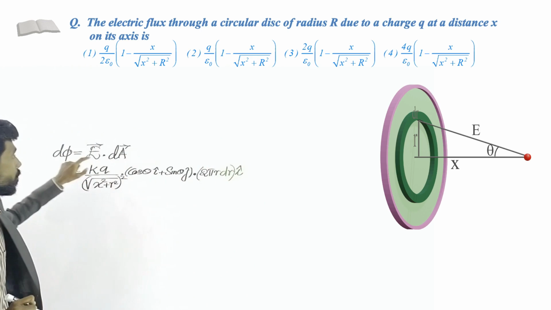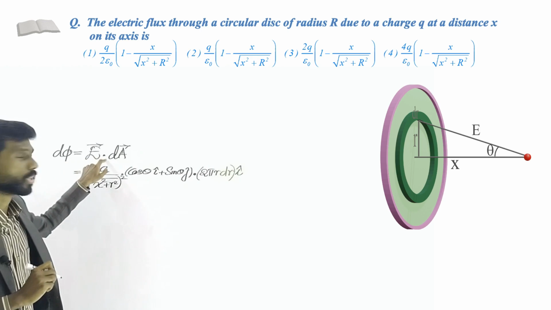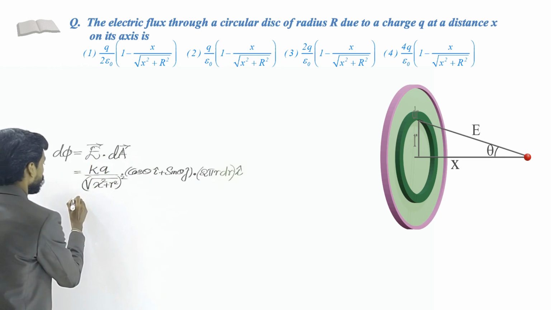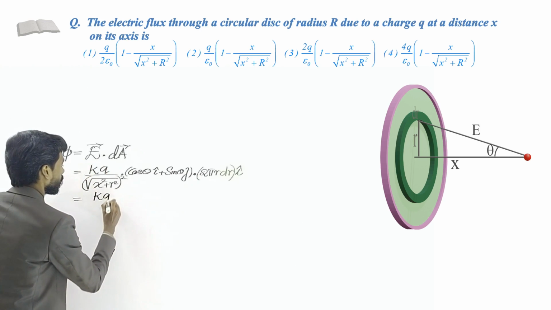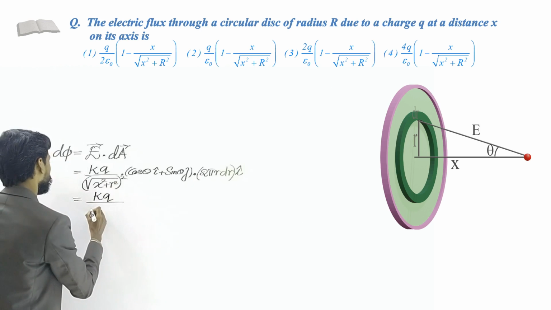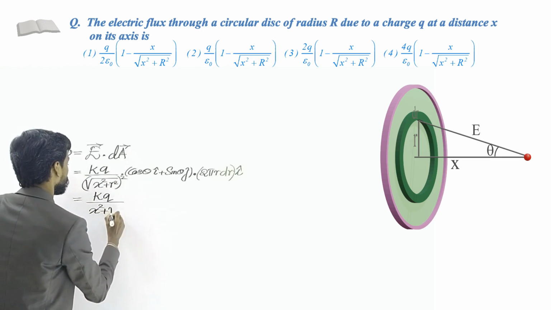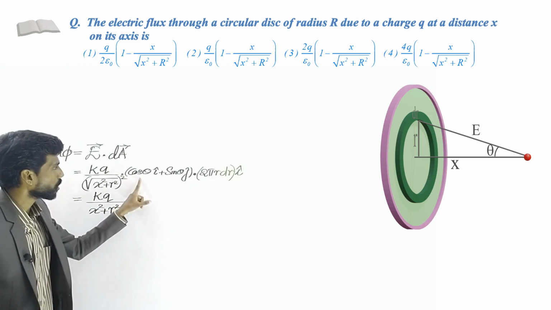So this is the electric field vector, and the dot product will give you the answer. Let us simplify this. So this will give you kq divided by x squared plus r squared, multiplied by cos theta i cap.